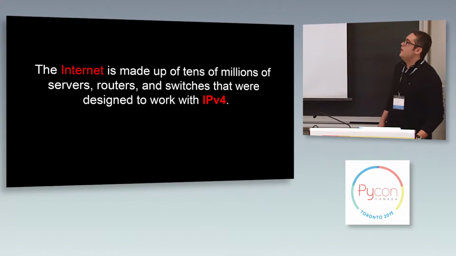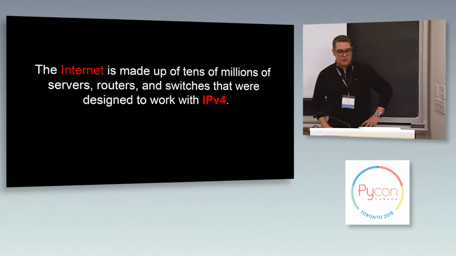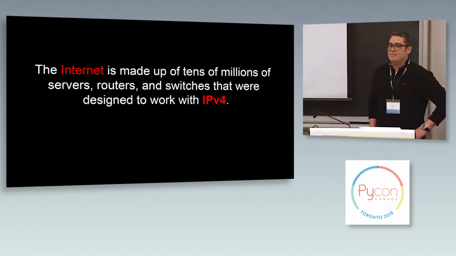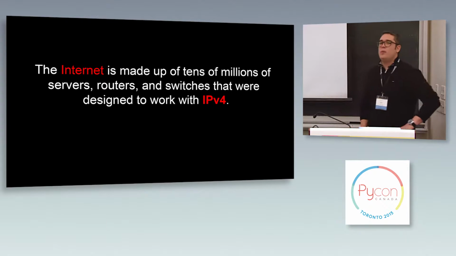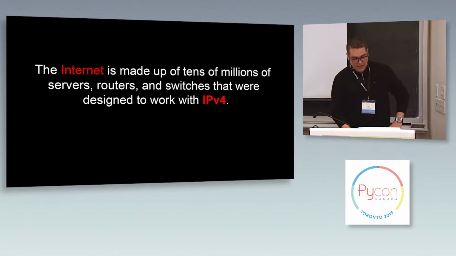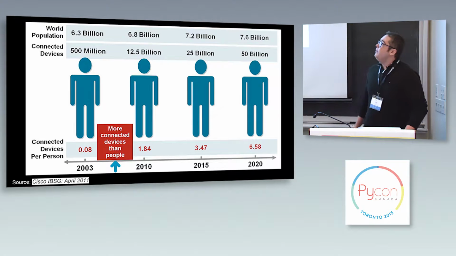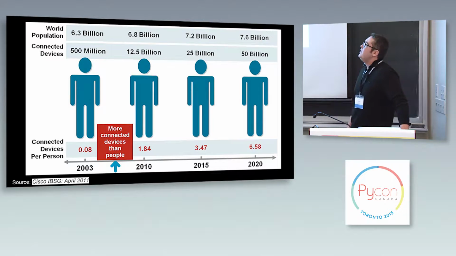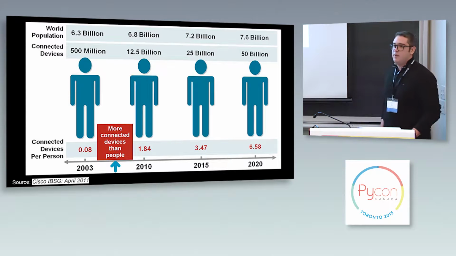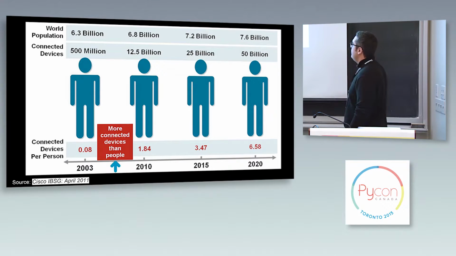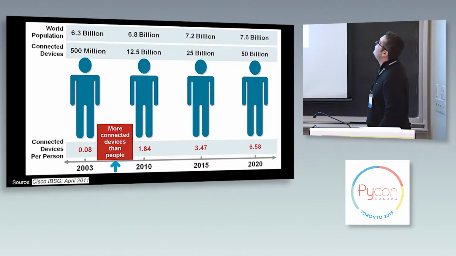Let's go. The internet is made up of tens of millions of servers, routers, and switches. And in the epoch, it was designed to work with IPv4. In 2003, we had in the world 6.3 billion people and 500 million connected devices. Around 2008 and 2009, we had more connected devices than people. As you can see, the prediction for 2020 is about 7.6 billion people and 50 billion connected devices.